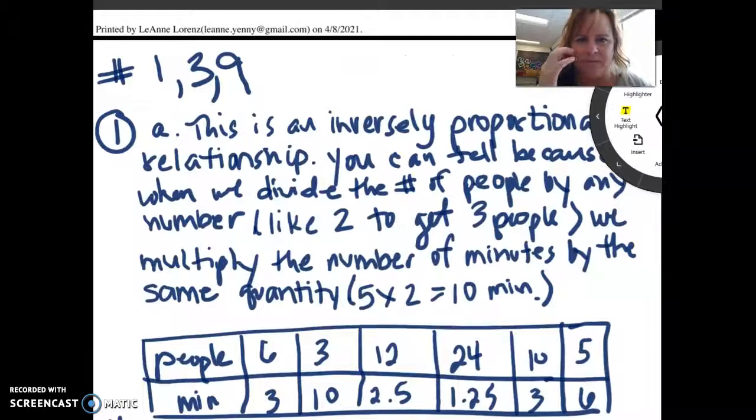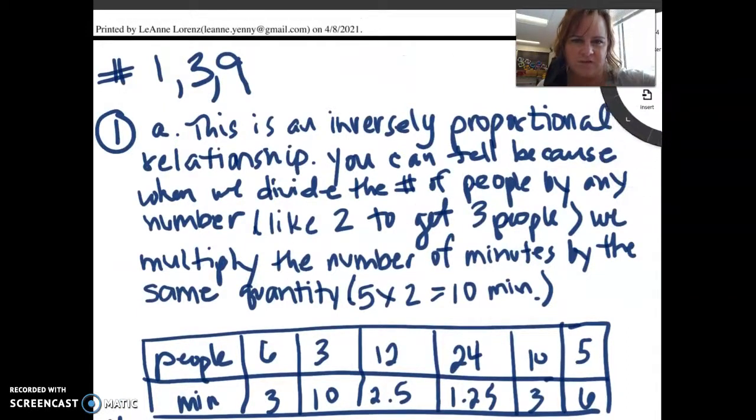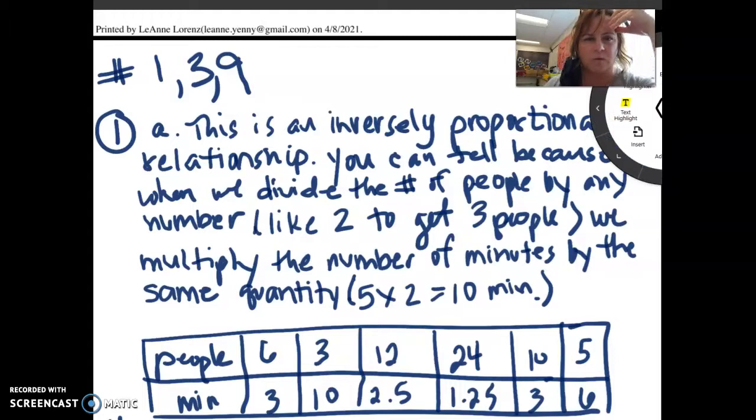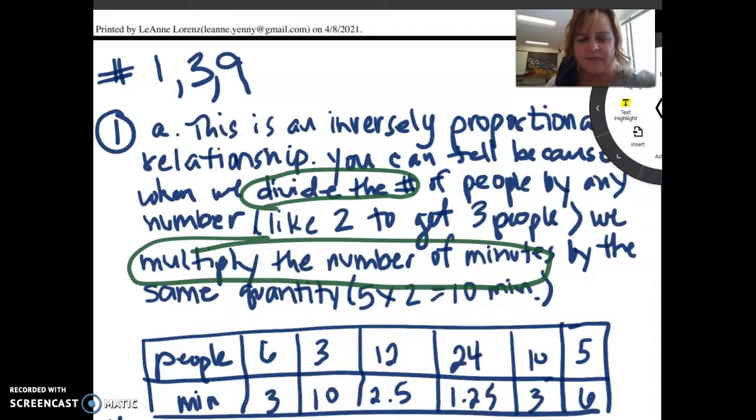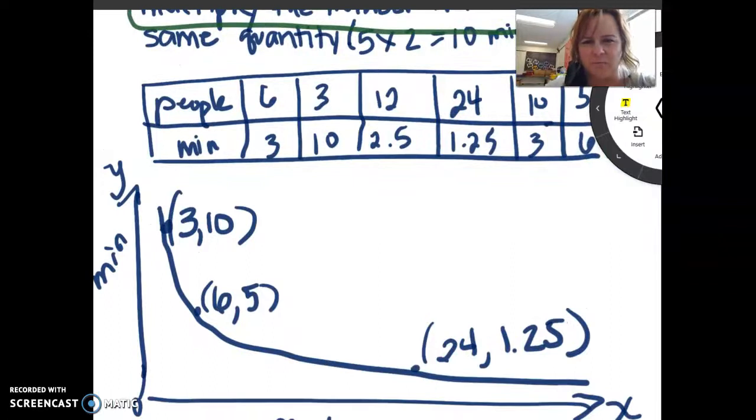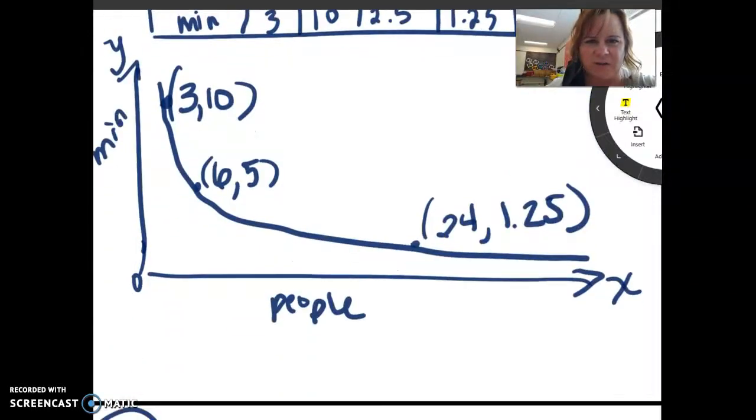But this is an inversely proportional relationship. And I know that because when we divide the number of people by a number, like 2 to get 3 people, we multiply the number of minutes by the same quantity. And so if we divide by one number, then we can multiply that number to get the other quantity. And so it's inversely proportional. And then if we graph it, we get this situation.